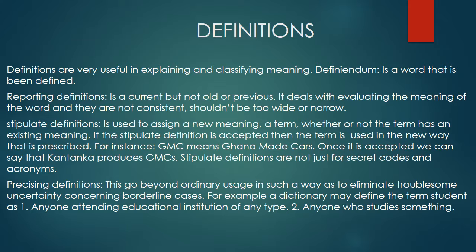Let's move on to precising definitions. These go beyond ordinary usage in such a way as to eliminate troublesome uncertainty concerning borderline cases. For example, a dictionary may define the term student as, first, anyone attending an educational institution of any type. Second, anyone who studies something. Now we are done with definitions. Let's move on to the next, language and meaning construction.